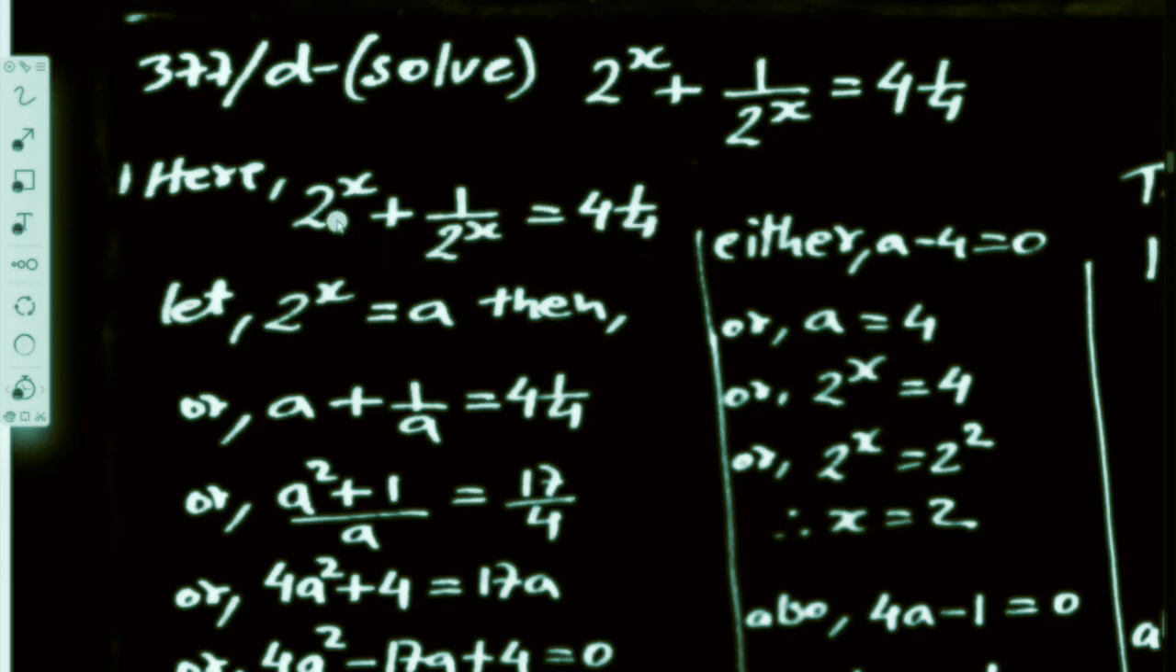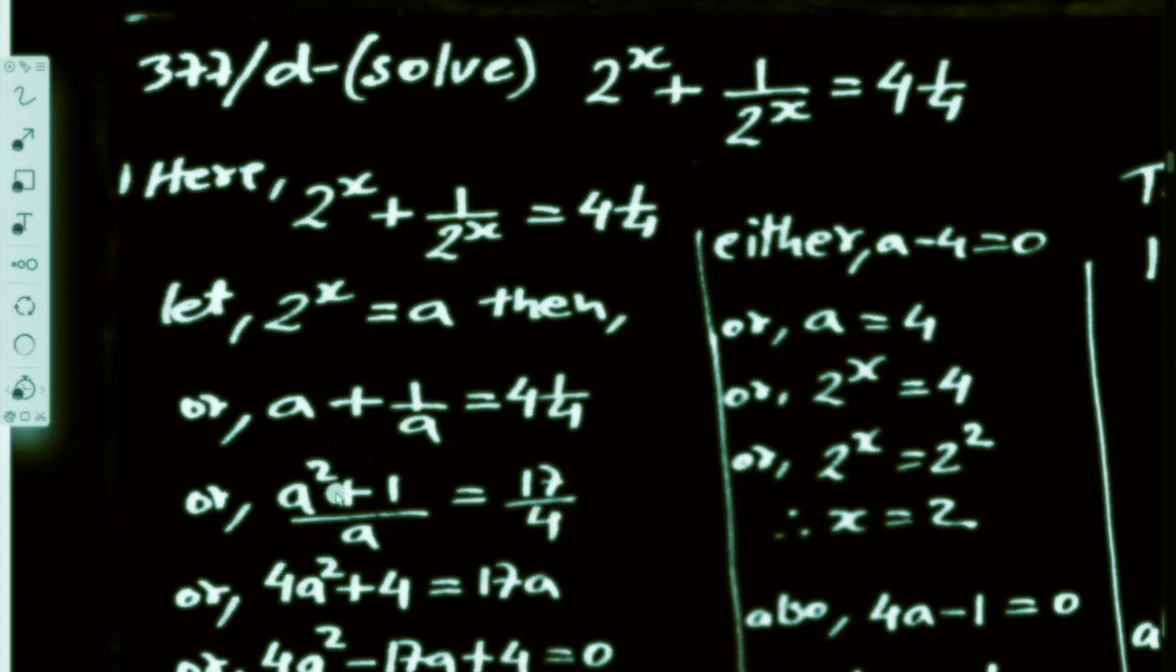Here, 2 power x should be replaced by a. So let 2 power x equal a. Then 2 power x means a, and 1 by 2 power x means 1 by a, equals 4 1/4. Now this a should be multiplied by a. Now, a into a means a square, plus 1 by a equals, now 4 into 4, 16 plus 1, 17 by 4.